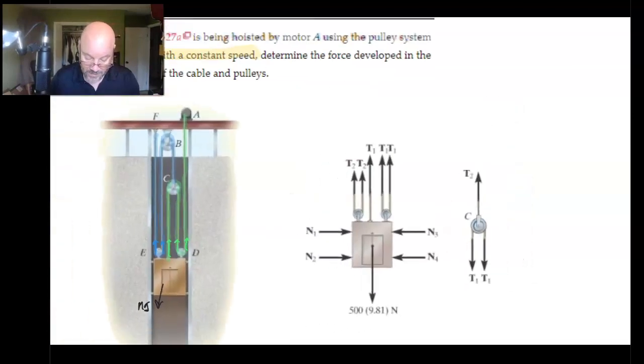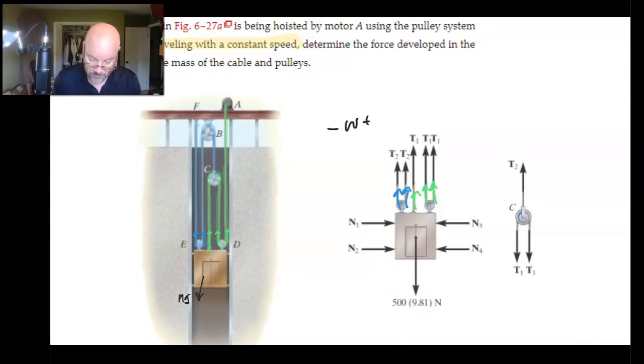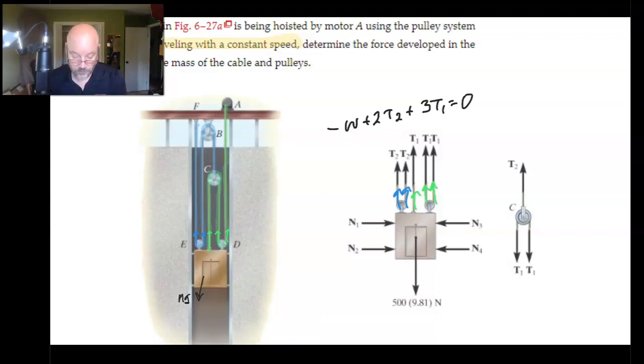And so if I translate the colors over here, so here's green, green, green, blue, and blue. And what you see, if I want to make an equation, is that I'm going to have the weight down. So let me put that in here. And then we're going to add 2 T2s and 3 T1s are equal to 0. Just like that. So by thinking about what's happening with the car, I get that relationship.